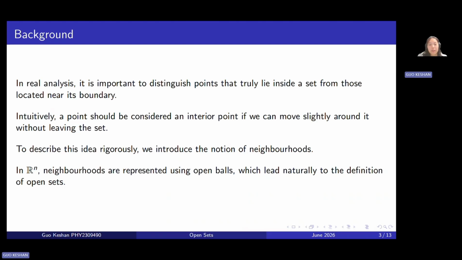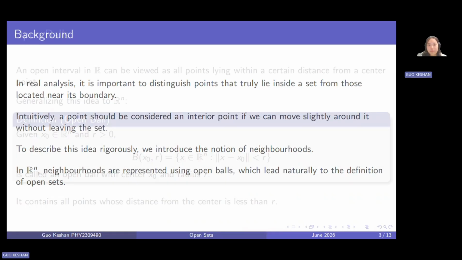In real analysis, we often want to distinguish points that are truly inside a set from those that are close to its boundary. Intuitively, if we stand at an interior point, we should be able to move a small distance in any direction without leaving the set. This intuitive idea is described mathematically using the concept of a neighborhood. In Euclidean space Rn, neighborhoods are represented by open balls. Therefore, open balls naturally lead to the definition of open sets.